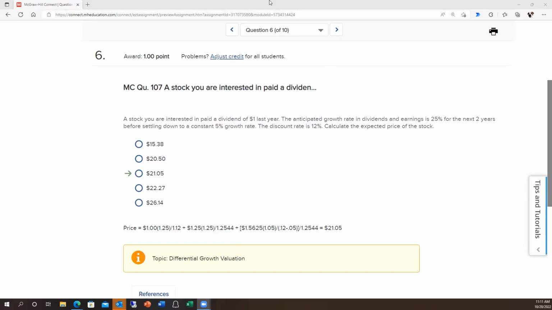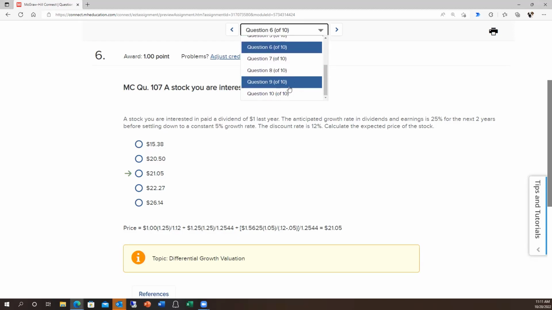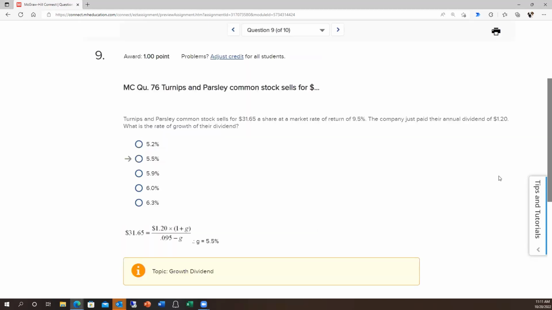Okay, now let's see. We also have a request for number 9. Turnip and parsley common stock sells for $31.65. So P0 equals 31.65 at a market rate of return of 9.5%. So R is equal to 9.5%. The company just paid their annual dividend of $1.20. Let's see, Mr. Osawogwu, is that D1 or D0?